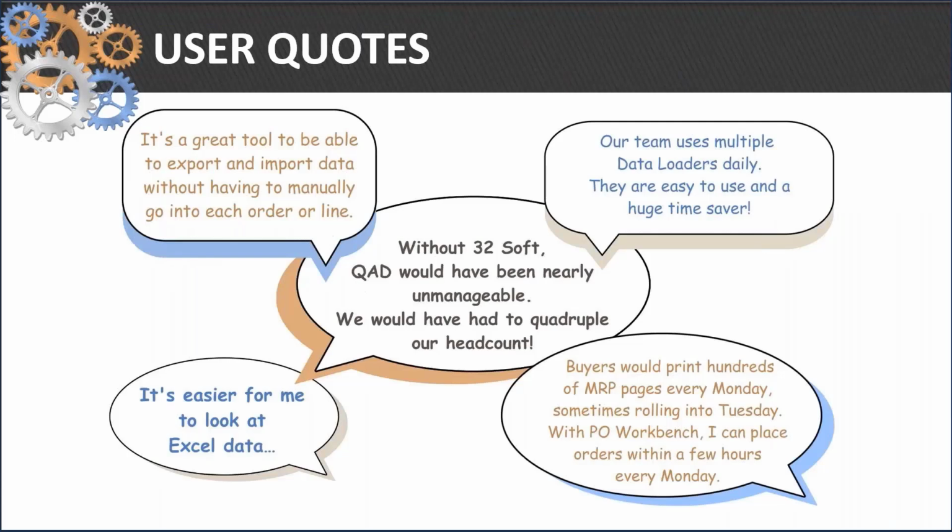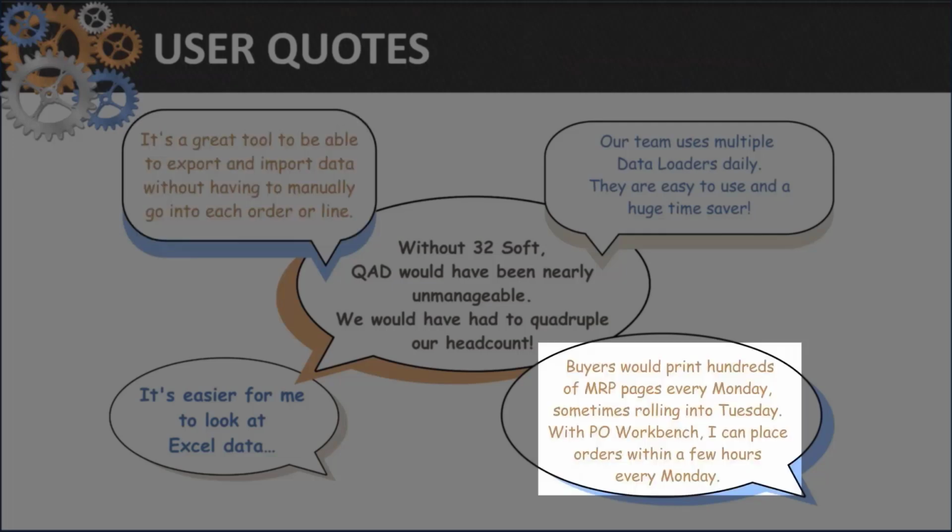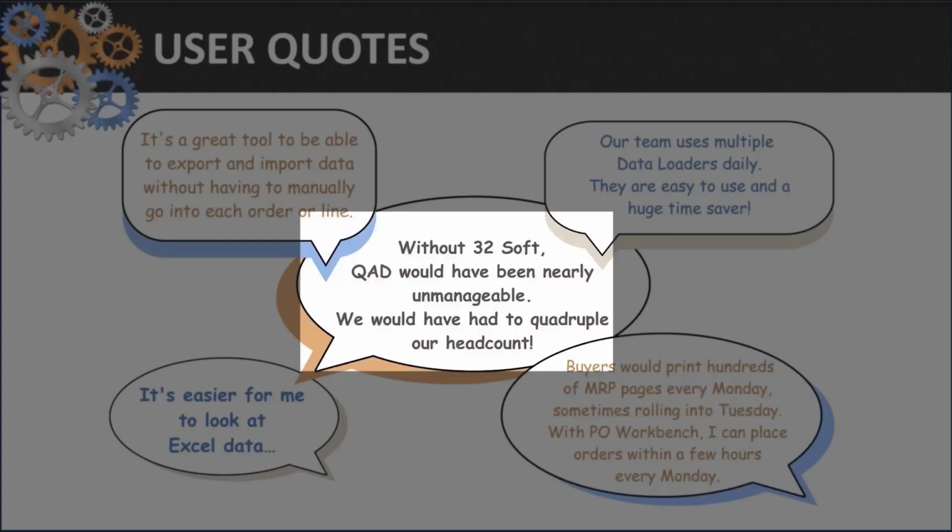PO Workbench is such a favored solution. I think Christian might have mentioned that at the end. Such a favored solution that users are always eager to share how much they've gained. In the upper left here, "so happy to no longer go into each order line by line manually" is a very common sentiment. In the lower right is a brag about reducing order placement to a few hours instead of a full day, sometimes more. And then in the middle, the relief of not needing quadruple headcount.